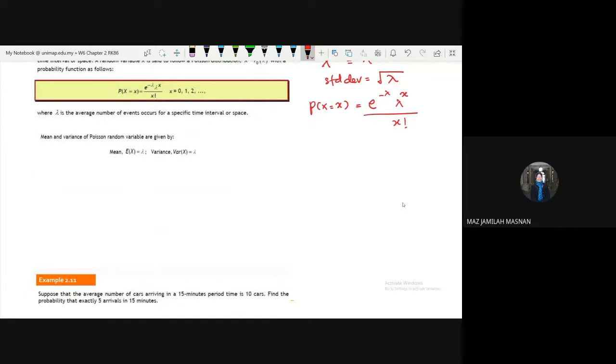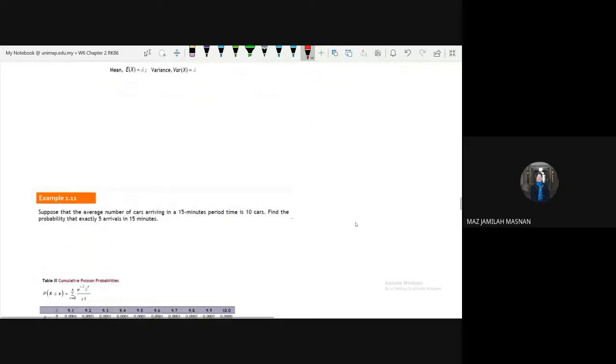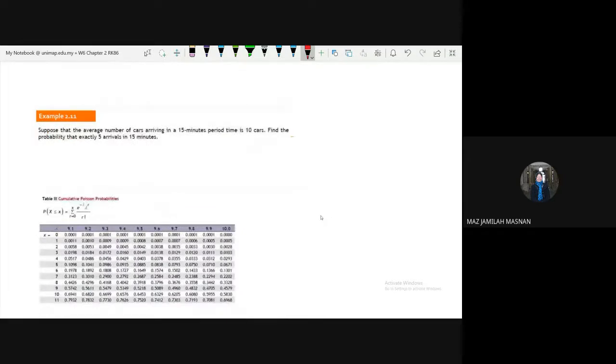Now, are you all okay, class? Hopefully okay. Now, let us look at the example. Suppose that the average number of cars arriving in a 15 minutes period of time is 10 cars. Find the probability that exactly 5 cars arrive in 15 minutes.